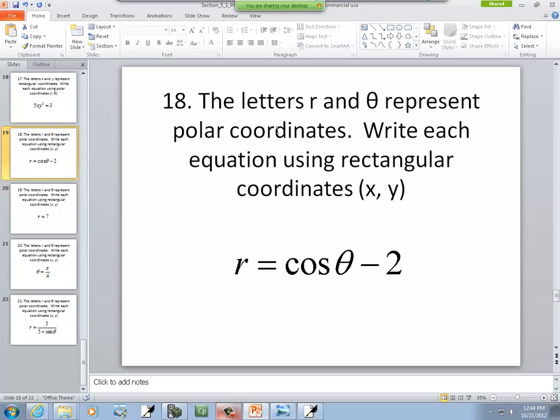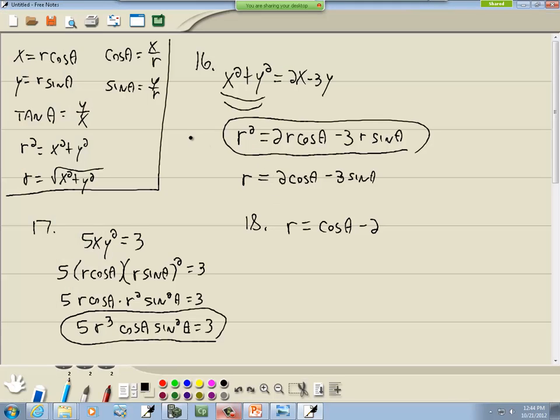Next: r is equal to cosine theta minus 2. And instructions are, the letters r and theta represent polar coordinates. Write each equation using rectangular coordinates, x and y. Well, if we look up here, we got r cosine theta is equal to x. That doesn't fit because we don't got an r in front of it. I could use this one. Cosine theta is equal to x over r.